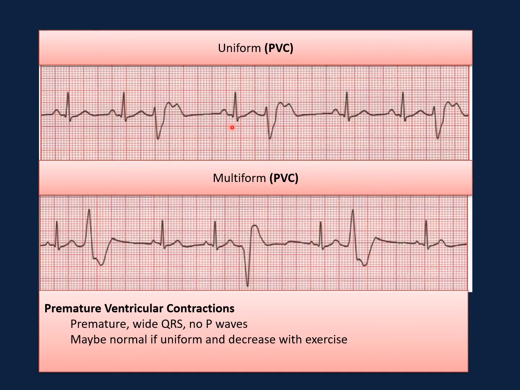It is very benign, especially if there are no symptoms and no family history of sudden death. Also, if it's suppressed with exercise, it is very benign and requires reassurance. Multiform: you will see here positive deflection, negative deflection, they look different. So if they look different, this is multiform premature ventricular contraction. If it's exaggerated and becomes worse with exercise, this is abnormal and requires referral.